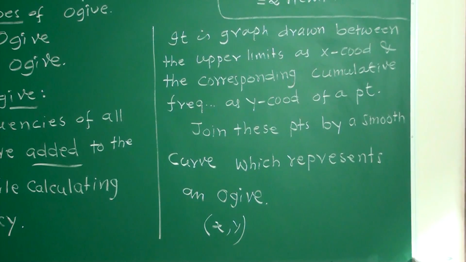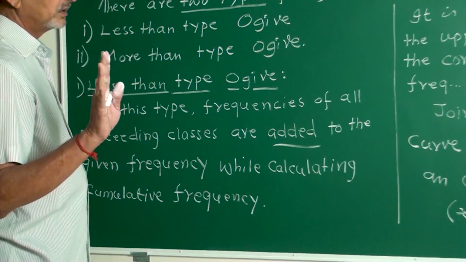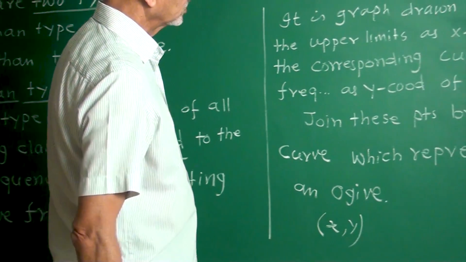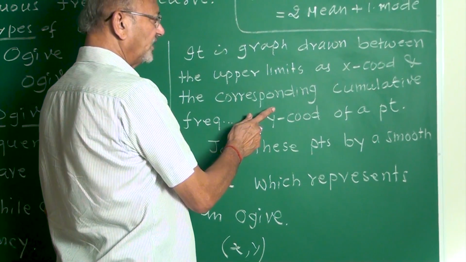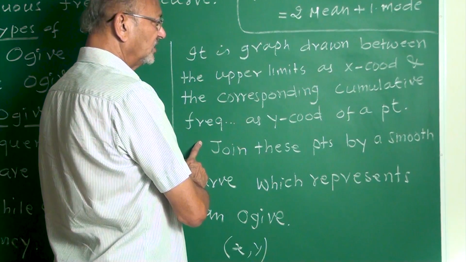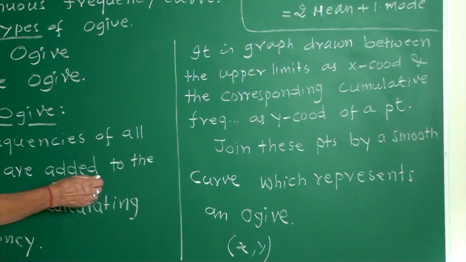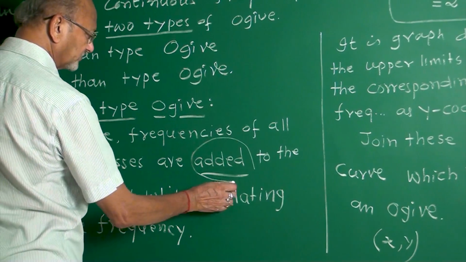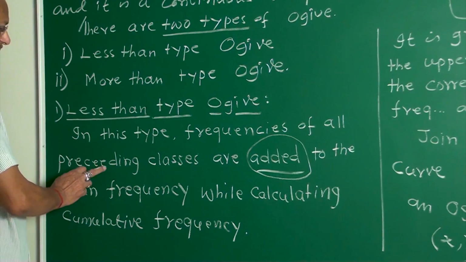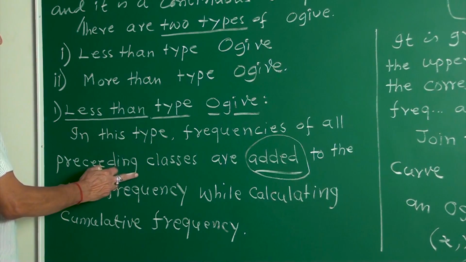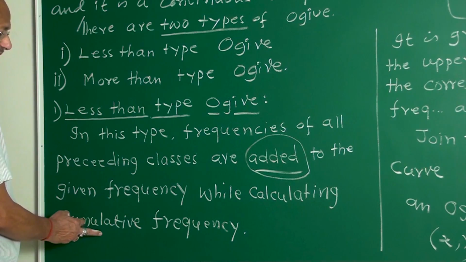This is about the less than type Ogive. In this, remember, they give the distribution. In the distribution, you have to consider the upper limits. And you know the method of finding cumulative frequencies. In this case, those cumulative frequencies are obtained by addition. This is very important: frequencies of preceding classes are added to the given frequency while calculating the cumulative frequency.